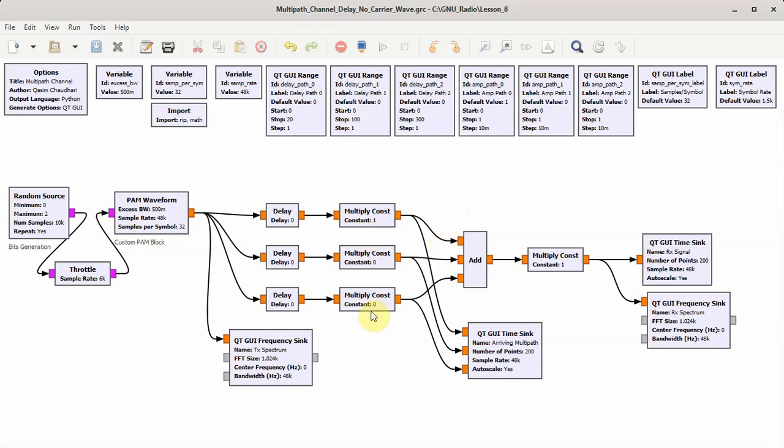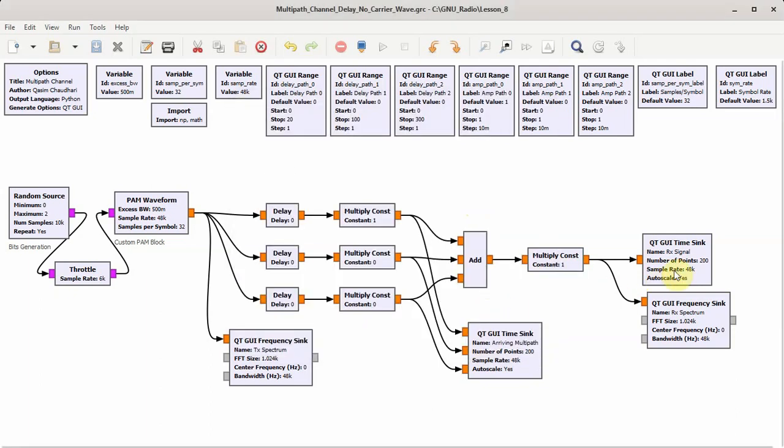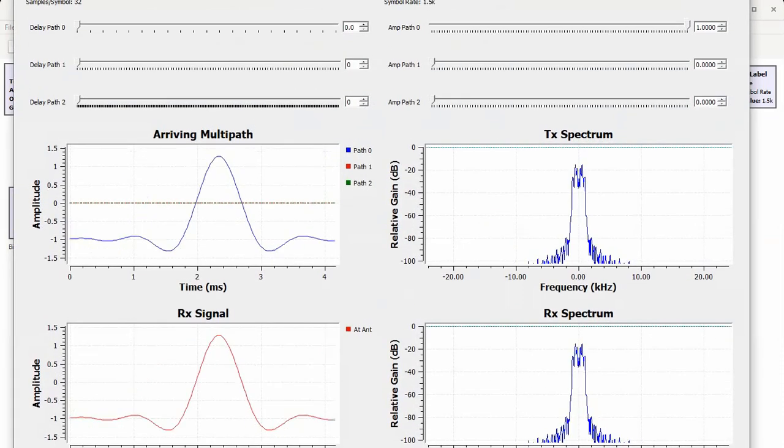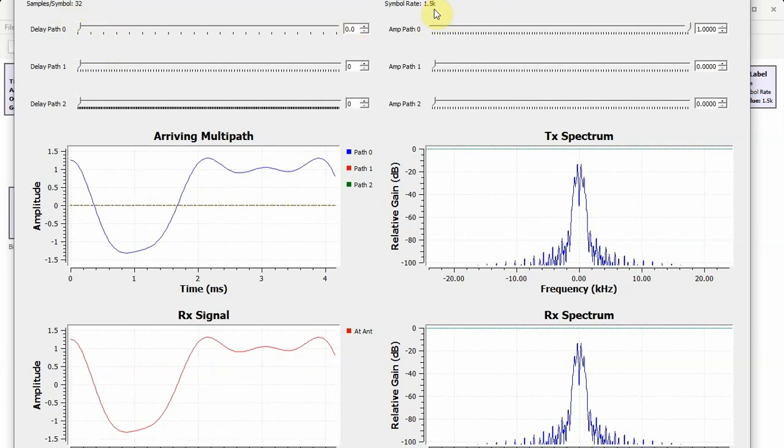After these delays and amplitudes, these paths are added together, the power is normalized, and the received signal is shown in time and frequency domain. Let us run the flow graph and find out how it works. So this is the output of the flow graph, and I have displayed the samples per symbol 32 and symbol rate 1.5K here through the Qt GUI labels described earlier.